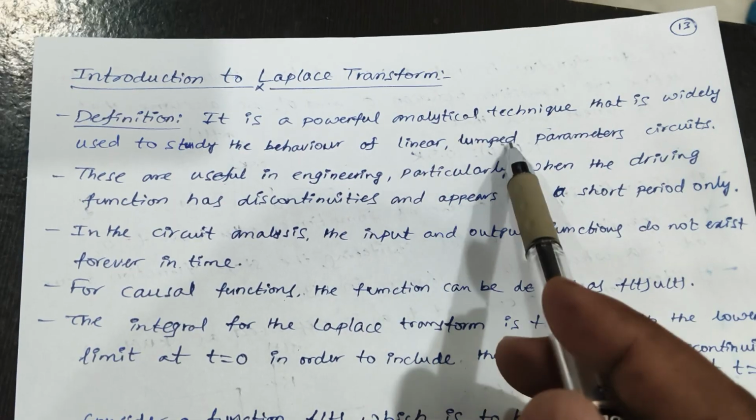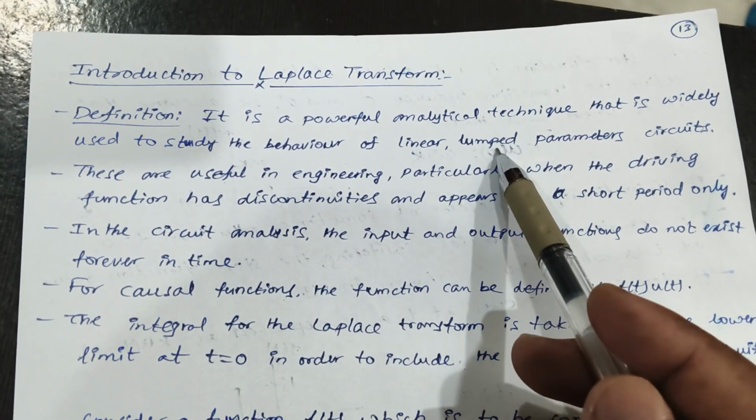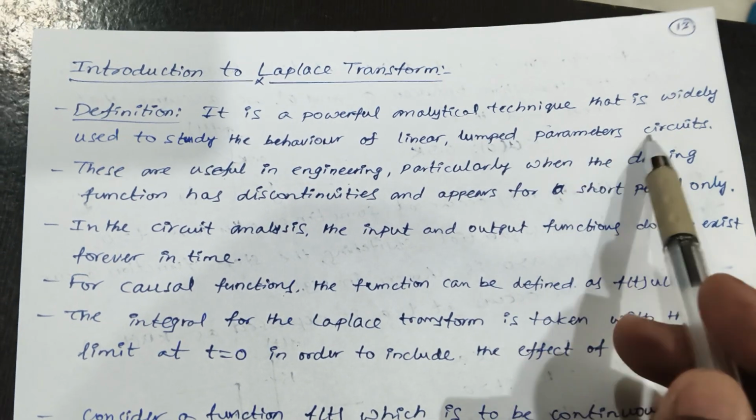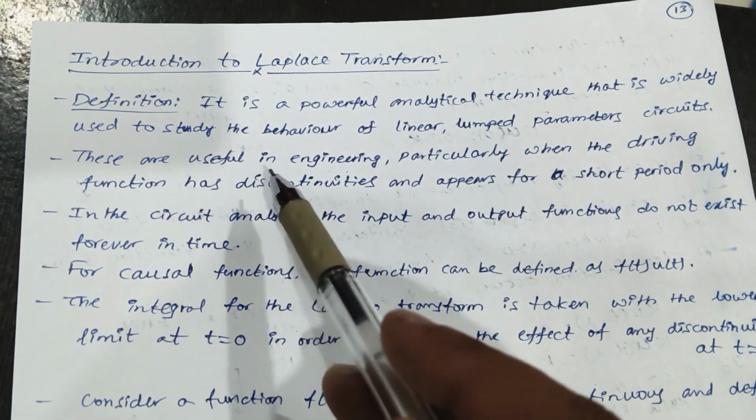Already you know what is linear, lumped parameter. So instead of a transmission line, if you connect the same RLC in the lab, that will become a lumped parameter circuit. So for that we'll use this Laplace transform for easy analysis.